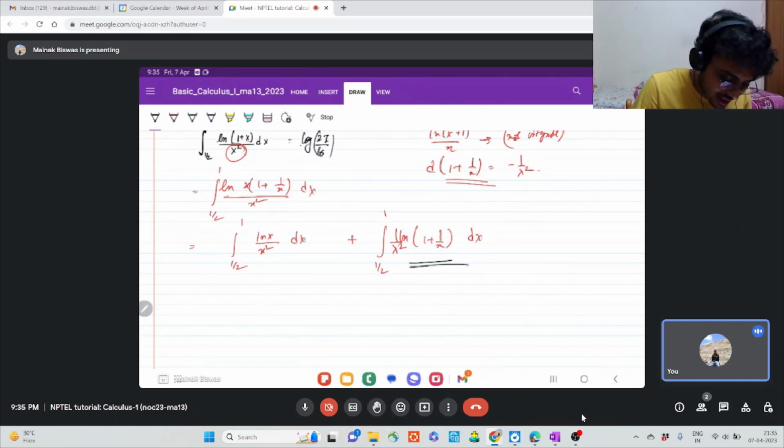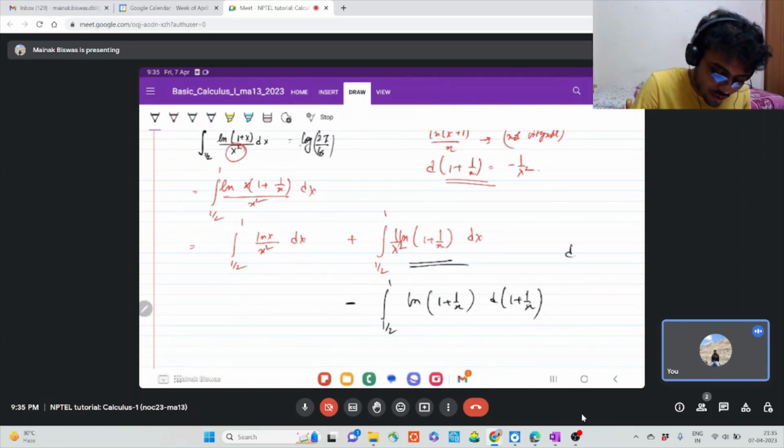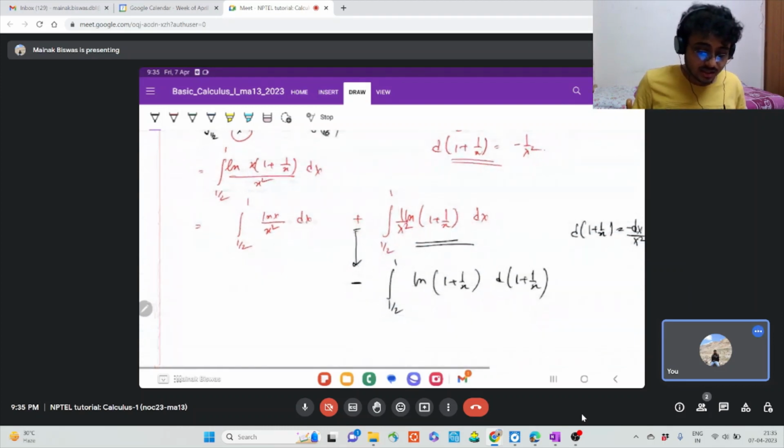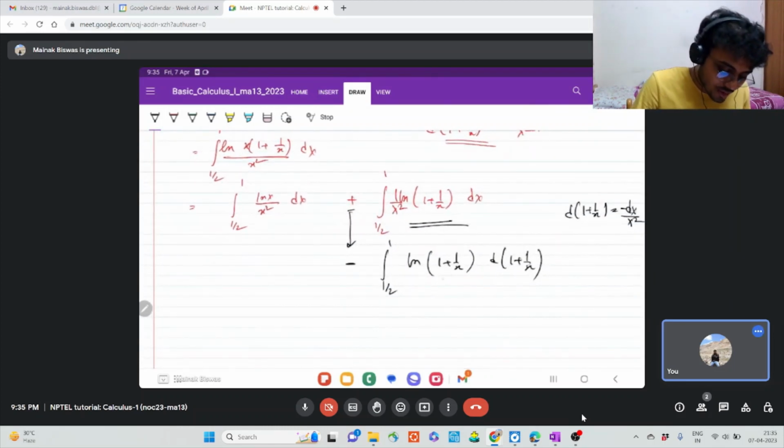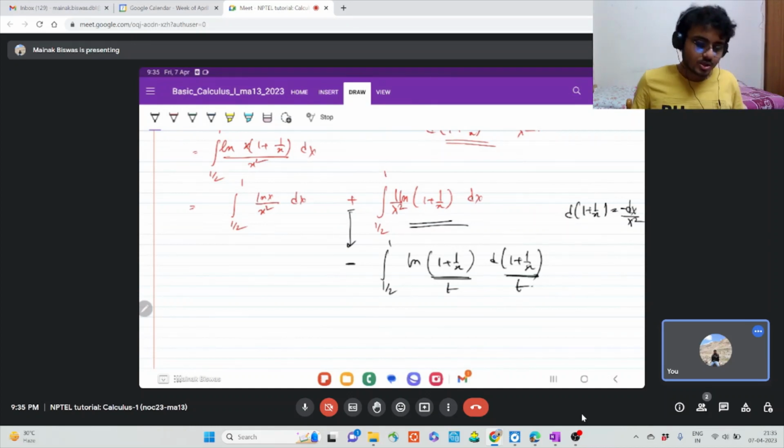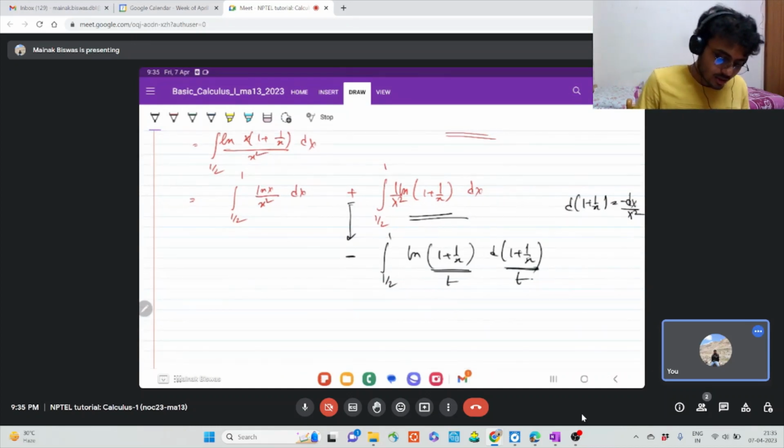So now this integral can be written as half to 1 of log of (1 plus x) d of (1 plus 1 by x), and you put a negative sign because d of (1 plus 1 by x) is equal to minus dx by x square. But you have a plus, so I am just putting a minus to account for that. So now you just put this value as t. So if you do that, what do your limits become?